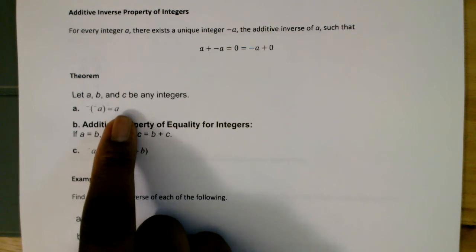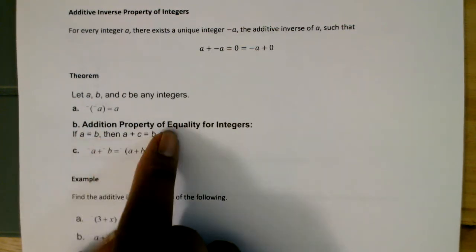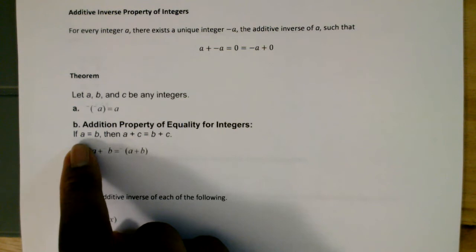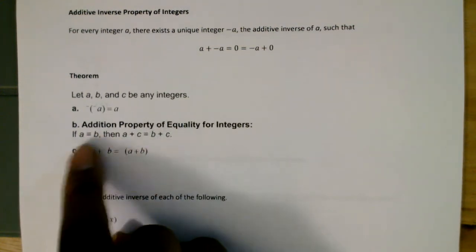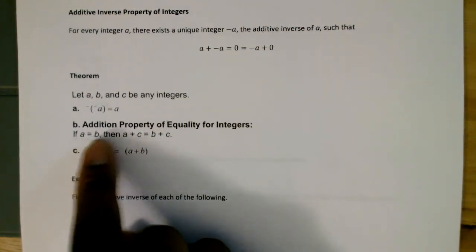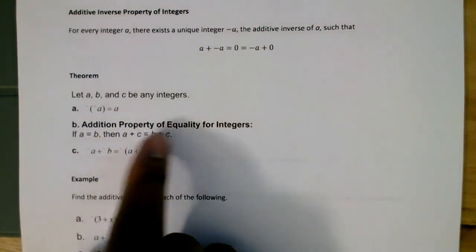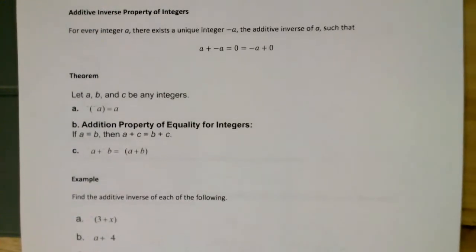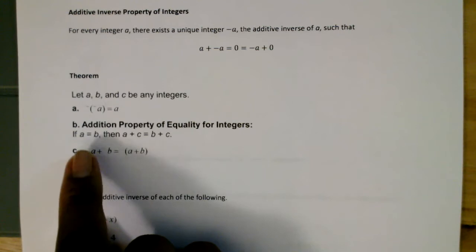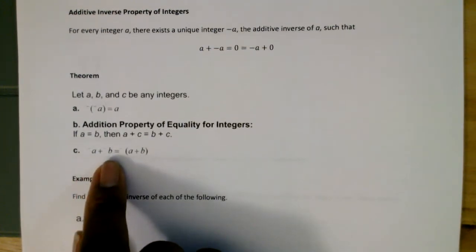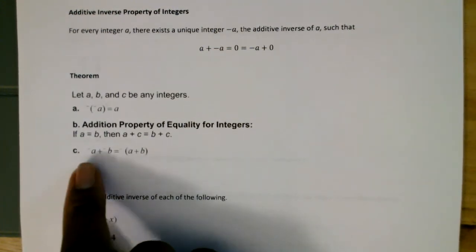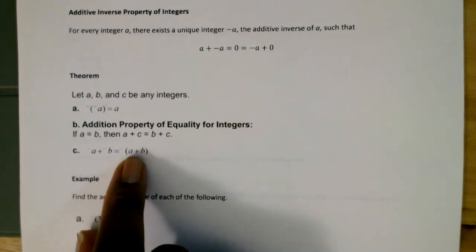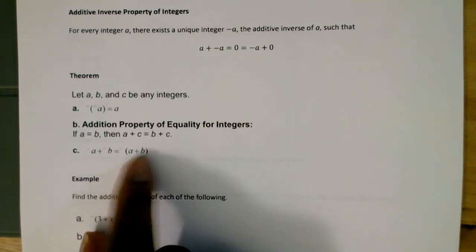And then the addition property of equality means if A is equal to B, I can add the same integer on both sides, and still both sides would be equal. And also part C, negative A plus negative B, that's like adding two integers with the same sign. That would be the opposite of the sum of those two absolute values, A and B.